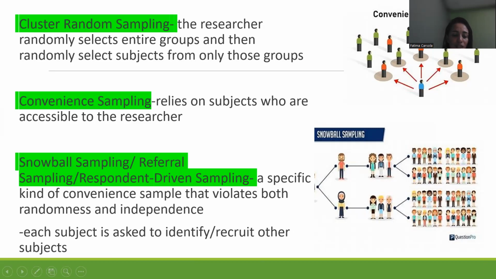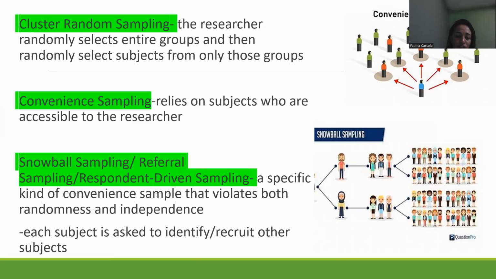So we have here convenience sampling. From the word itself, it relies on subjects who are accessible to the researcher. And we also have here the snowball sampling, or the other term is referral sampling or respondent-driven sampling. It is a specific kind of convenience sample that violates both randomness and independence. In this one, each subject is asked to identify or recruit other subjects.